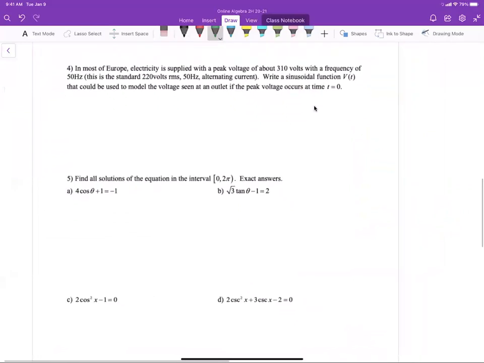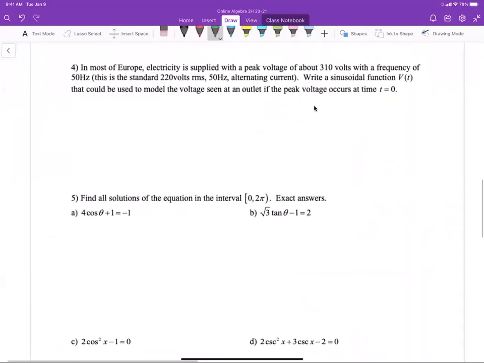All right, in most of Europe, electricity is supplied with a peak voltage, that's important, of 310 volts, with a frequency of 50 hertz. Write a sinusoidal function, V of t, that could be used to model the voltage seen at an outlet if the peak voltage occurred at time equals 0. Let's write some things down.